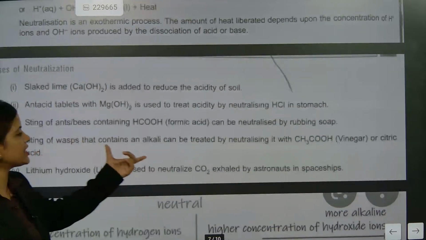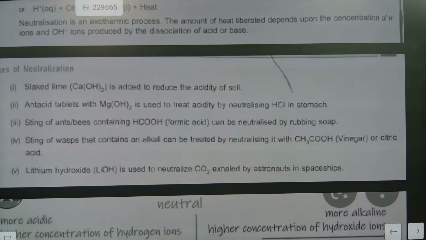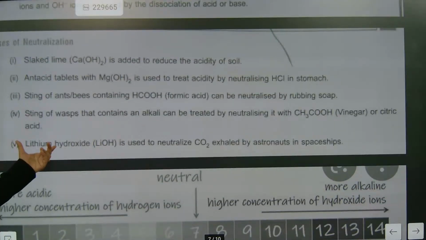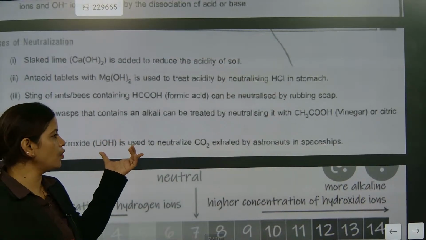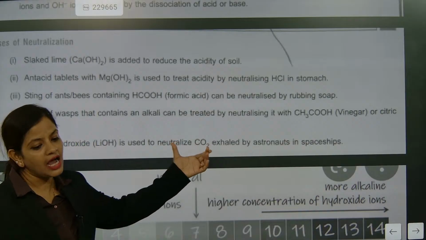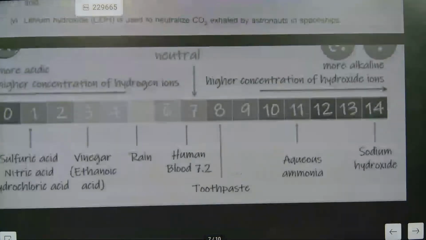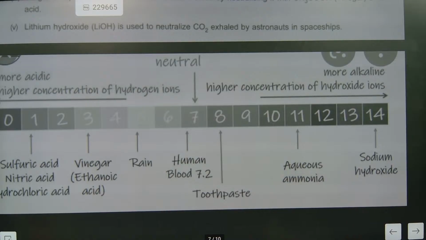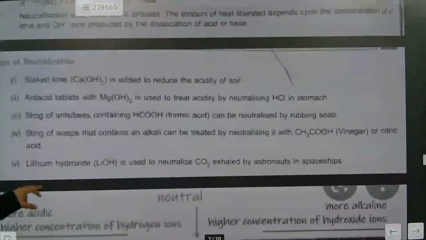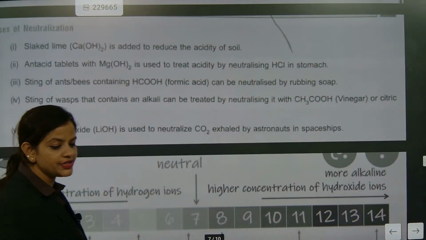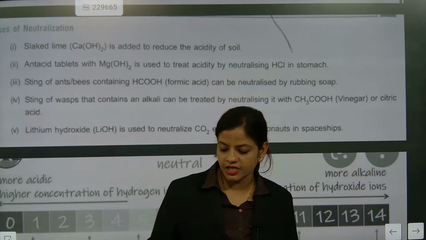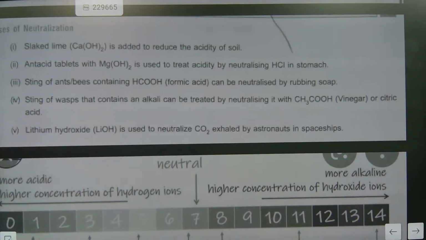Sting of a wasp contains alkali and can be treated by neutralization. Lithium hydroxide, LiOH, is used for neutralizing carbon dioxide. I hope you have understood. Now we will go to the pH scale. The sting part is very important. From here, one question is coming. So if you are very intelligent, you will remember this part.